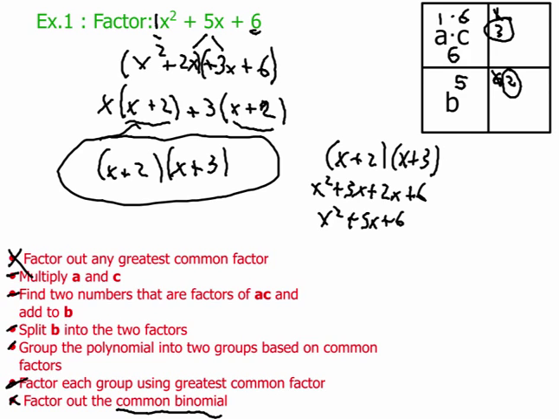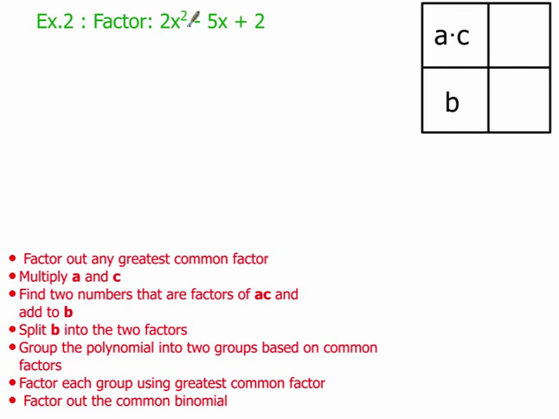So let's take a look at another example. Here I've got 2x squared minus 5x plus 2. First step, factor out any greatest common factors. Well, 2x squared, 5x, and 2. These two share an x. These two share a 2, but they don't all three share any greatest common factor. So we skip it. Next, I want to multiply a times c. That's 2 times 2, which gives me 4. My b is negative 5, and I want to make sure I'm careful to bring in that negative sign, negative 5.